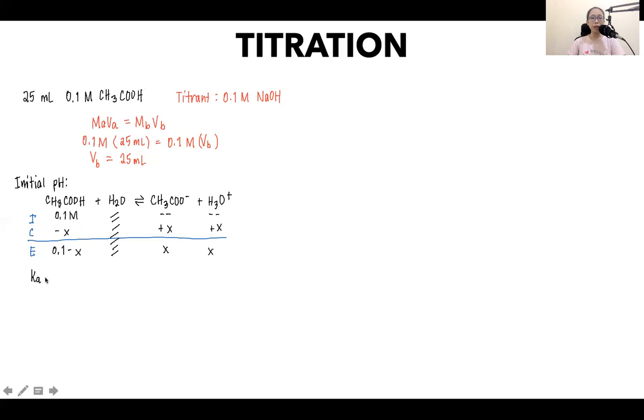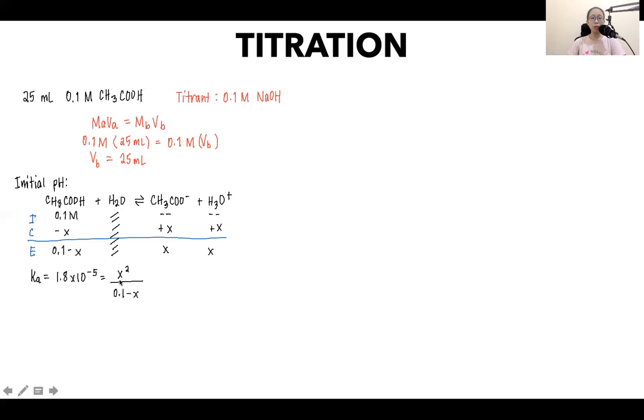We will be needing the acid dissociation constant, or Ka, of acetic acid, which is 1.8 times 10 raised to negative 5. And this is equal to products over reactants, right? So we have X squared over 0.1 minus X. This is just a review, so I'm skipping some of the steps. Now we can solve for X.